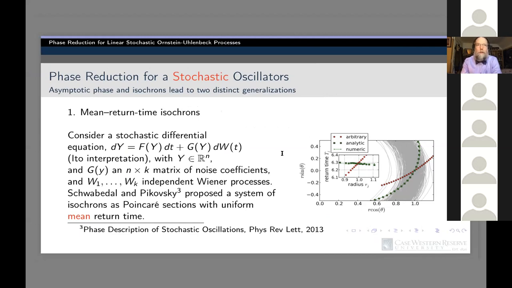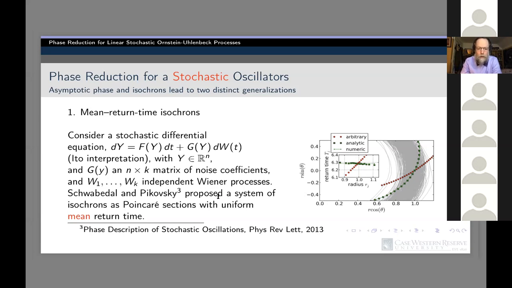So each of these two different methods for defining isochrons that go back to Winfree generalize in different ways for stochastic systems. I'm going to just look at Langevin equations today because it's a bit simpler to describe, but some of the methods that I talk about also apply to things like jump Markov processes that are more general. But so let's suppose we've got an Itô stochastic differential equation. So now I've introduced noise with noise coefficients in this matrix G. So I've got maybe K independent noise processes forcing this.